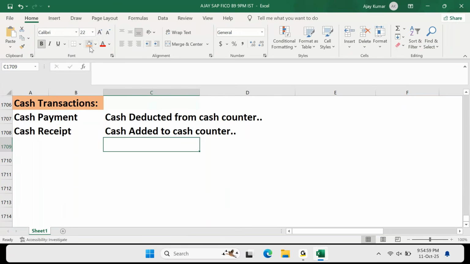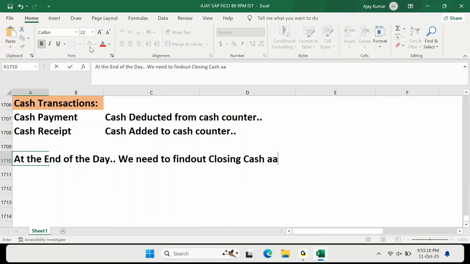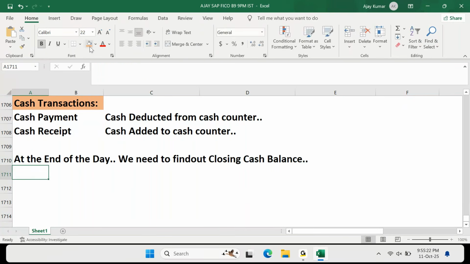Now, at the end of the day, you need to make sure we find out the closing cash balance, right or wrong? Yes, sir. At the end of the day, you need to find out cash closing balance in any place, wherever it is, no matter what.